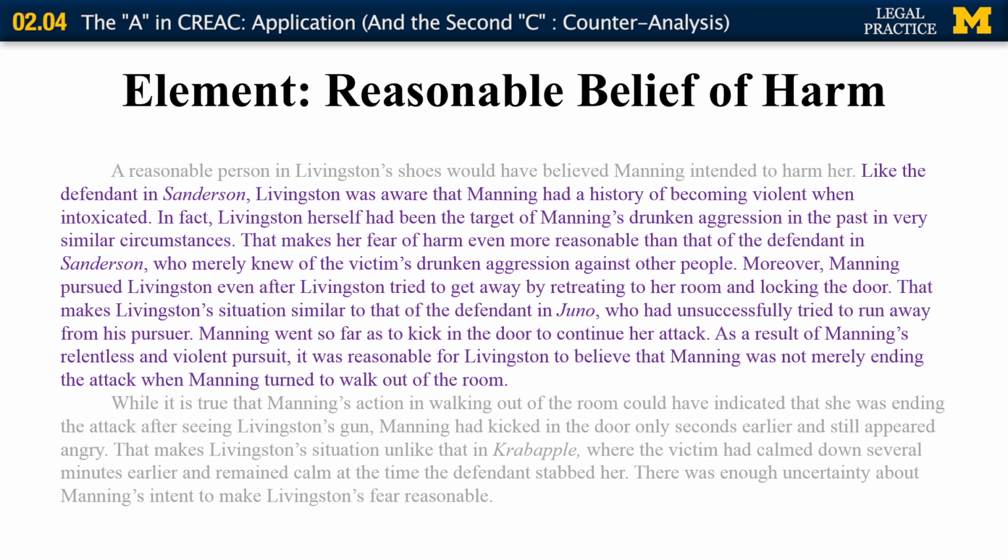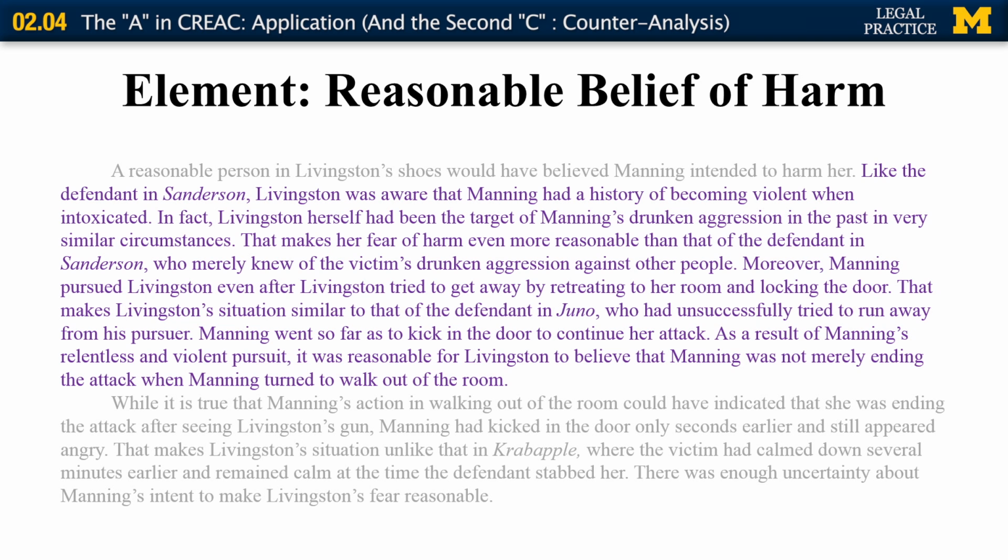Livingston was aware that Manning had a history of becoming violent when intoxicated. In fact, Livingston herself had been the target of Manning's drunken aggression in the past in very similar circumstances. That makes her fear of harm even more reasonable than that of the defendant in Sanderson, who merely knew of the victim's drunken aggression against other people. Notice there, again, it's a very specific comparison where I'm saying the facts here are even stronger than they were in this other case where the court held this element was satisfied.